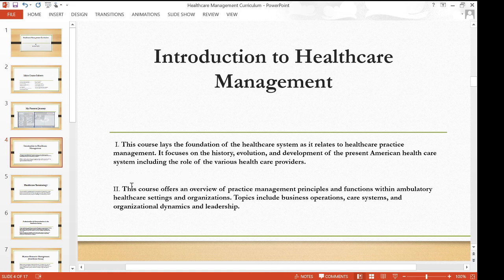In the second subject, Introduction to Healthcare Management 2, the course offers an overview of practice management principles and functions within ambulatory healthcare settings and organizations. It has topics including business operations, care systems, and organizational dynamics and leadership.